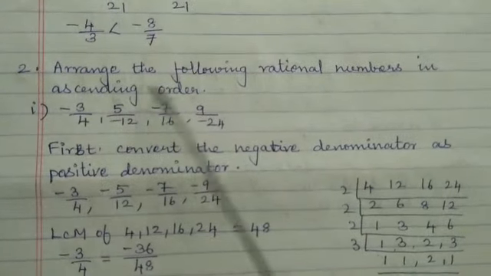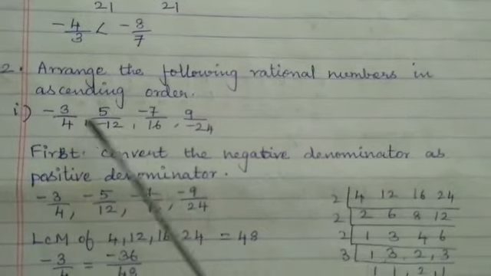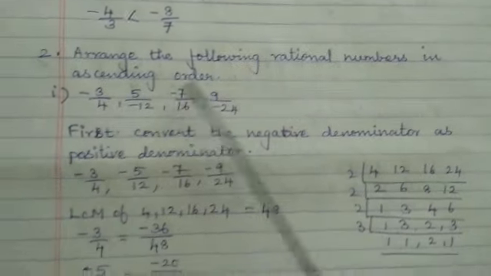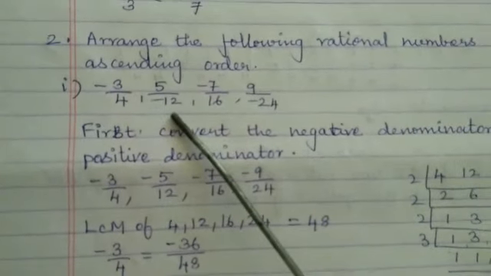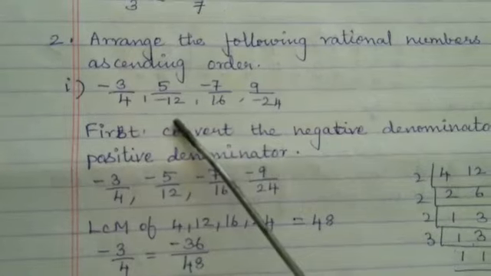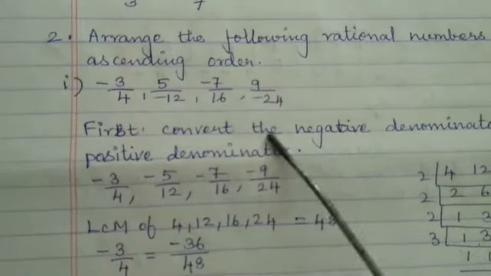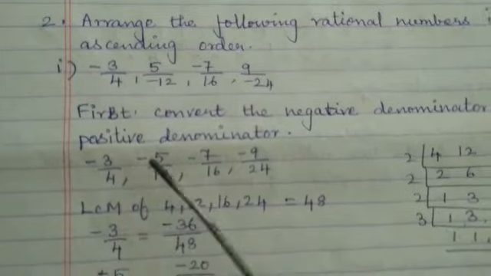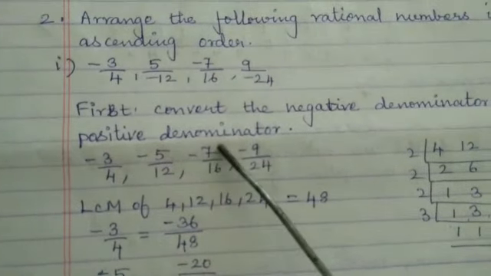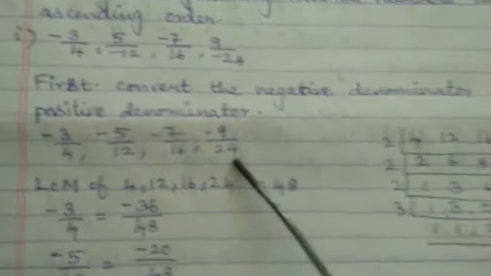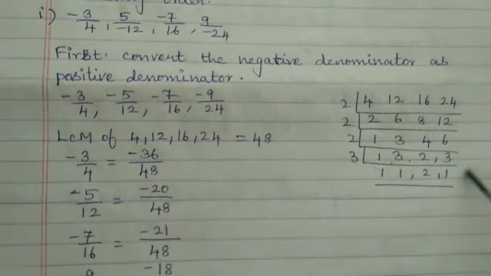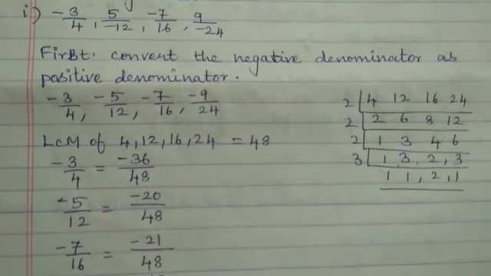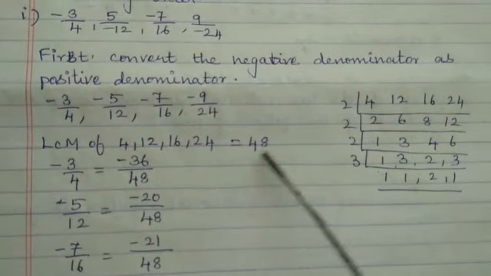Number 2. Arrange the following rational numbers in ascending order. Here also, what we have done with fractional numbers, in the same way we have to do it. First step, we have to see the denominators. If negative, convert into positive denominators. That is minus 3 by 4, minus 5 by 12, minus 7 by 16, minus 9 by 24. The next step is to take the LCM of the denominators 4, 12, 16, 24. Using the prime factorization division method, the LCM is equal to 48.